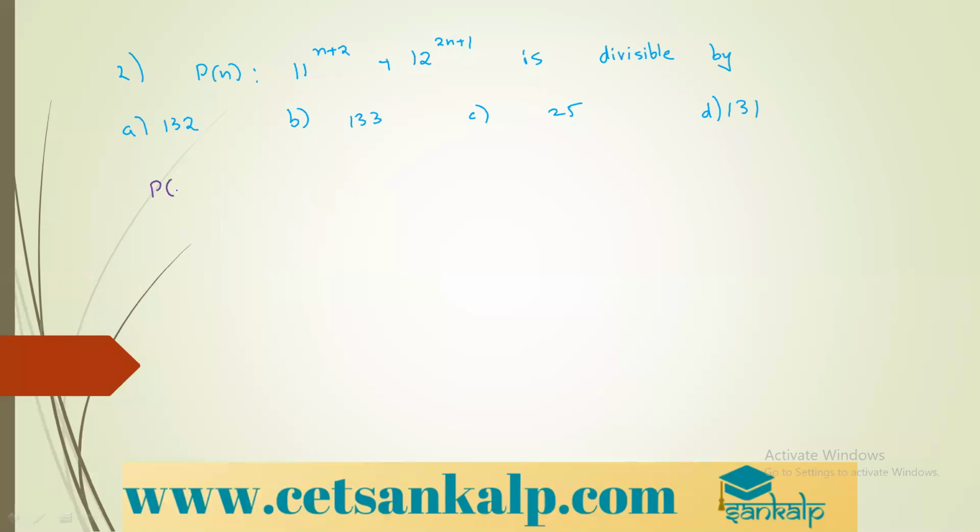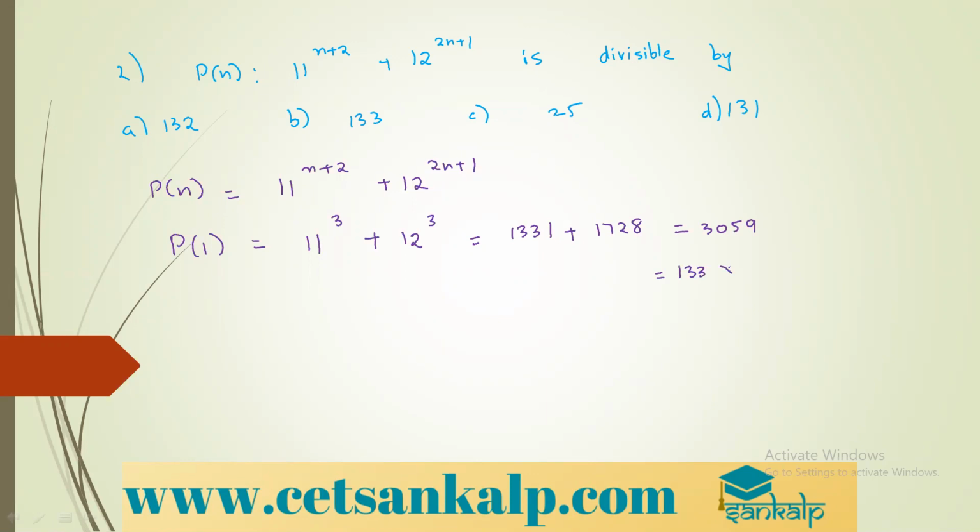Let me start proving. First, take P of n equal to 11 power n plus 2 plus 12 power 2n plus 1. Now slowly I will start putting numbers. First I will take P of 1. That means I have 11 power 3 plus 12 power 3, because I'm putting n as 1. So 11 power 3 is 1331, 12 power 3 is 1728. This is 3059. Clearly, 3059 is 133 into 23. That means it has to be divisible by 133. I can select option B.